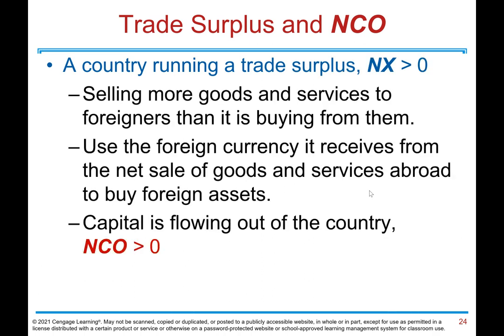Trade surplus and NCO. A country running a trade surplus, that is net exports positive or greater than zero, is selling more goods and services to foreigners than it is buying from them. It uses the foreign currency it receives from the net sales of goods and services abroad to buy foreign assets. Capital is flowing out of the country, and therefore NCO is positive or greater than zero.